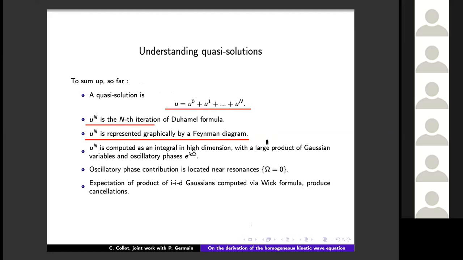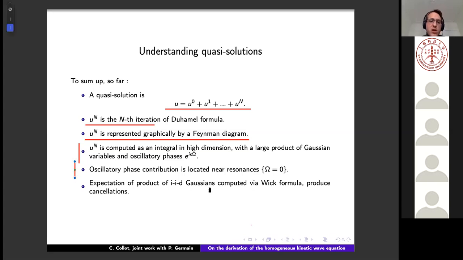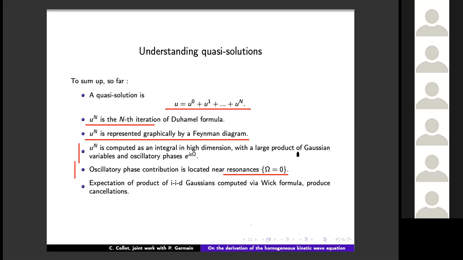And what is u_n? The Feynman diagram, there is a formula for it. It's a bit long, and it involves an integral in a very high dimension. I have many products of Gaussian variables, and I have a large number of oscillatory phases. My oscillations concentrate the information on specific sets called the resonance set, where the omegas, the resonance moduli, are 0.